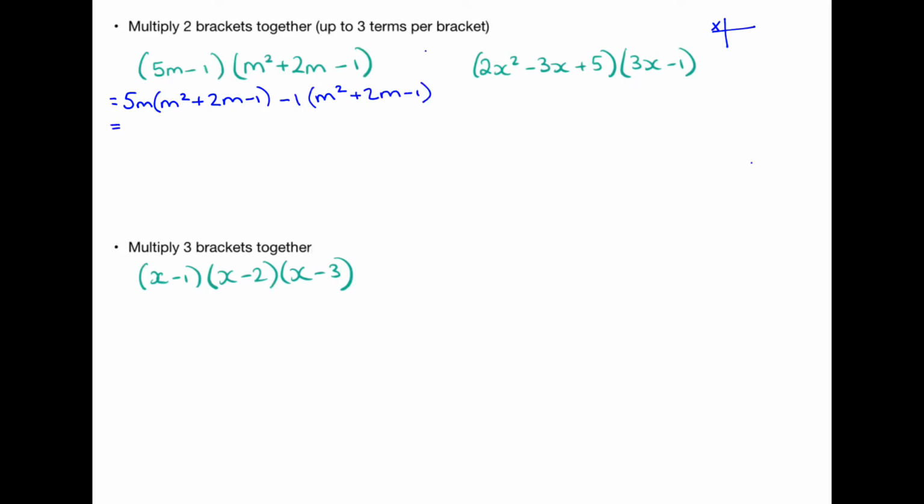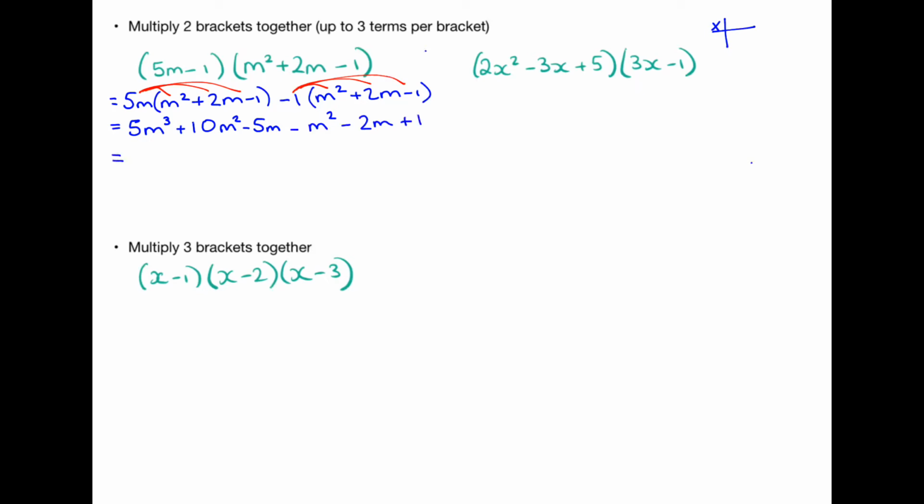So we'll multiply these out now. So we're going to end up with 6 things. So 5m times m squared is 5m cubed. 5m times 2m is plus 10m squared. We've got 5m times negative 1, so that's minus 5m. And then the second one, we've got negative 1 times m squared. So we've got negative 1m squared. Remember, we don't need the 1. Then we've got negative 1 times 2m. That's minus 2m. And then we've got negative 1 times negative 1. So that gives us plus 1.